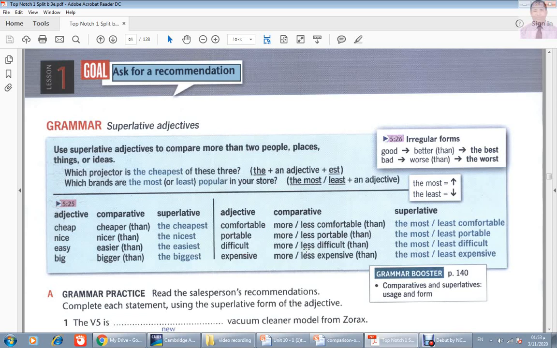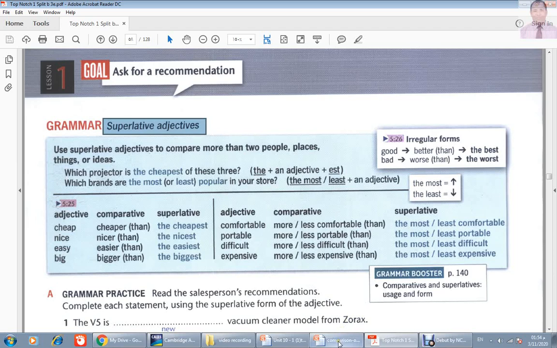Today we will study Unit 10, Lesson 1. By the end of this lesson, you'll be able to ask for a recommendation. So the first part of our lesson is the grammatical part. We're going to explain superlative adjectives and also comparative ones.